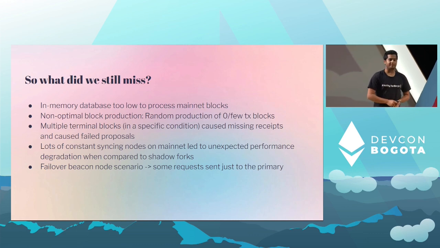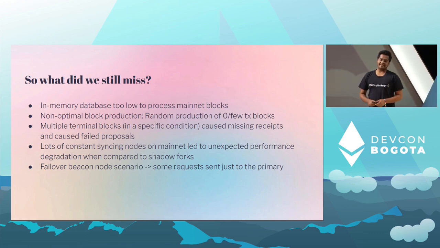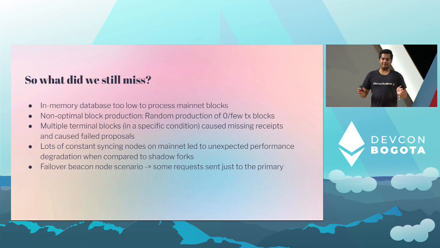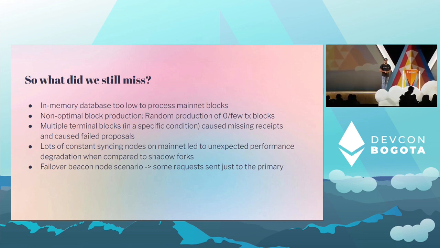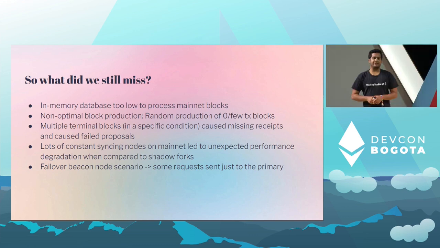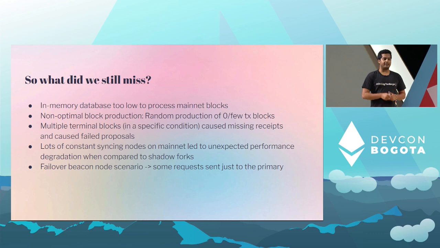So what didn't we find? This is a really interesting part, because even though we have all of these cool tools, there's still always going to be something we didn't find. This 99% participation, 98% participation, or great blocks being produced, awesome. But I want to know what we still didn't find. So first one, we had in-memory databases that were too low to process mainnet blocks. It just so happened that we did too good a job of deciding which machines run our testnets, which means we didn't have any resource constraints.